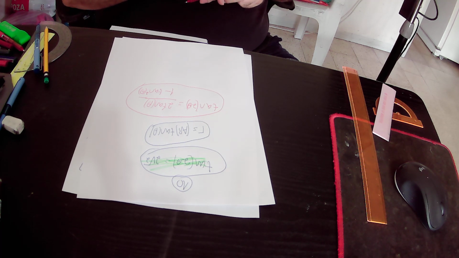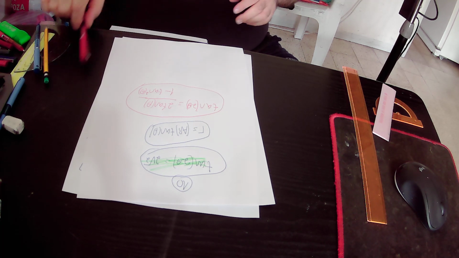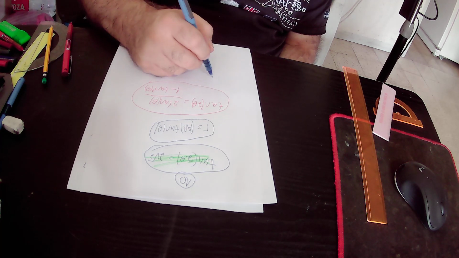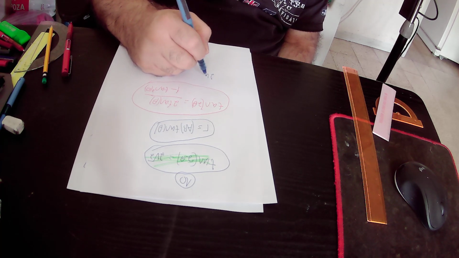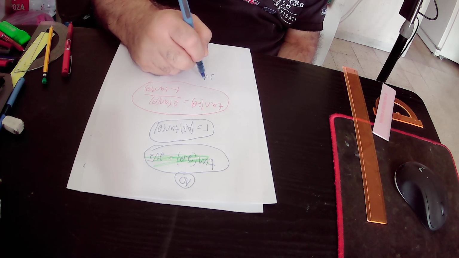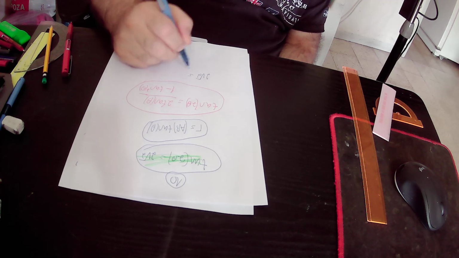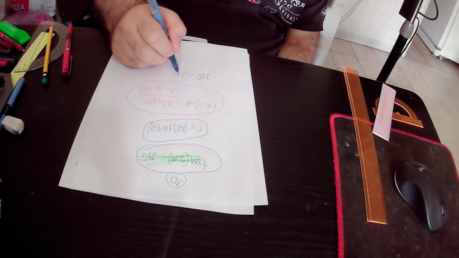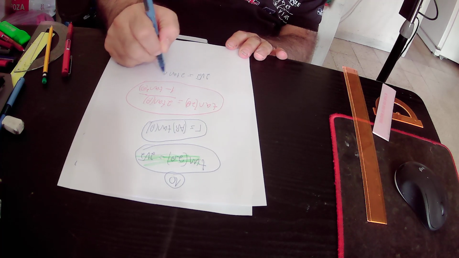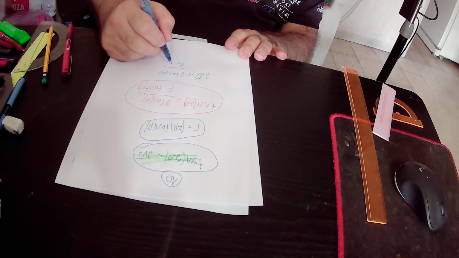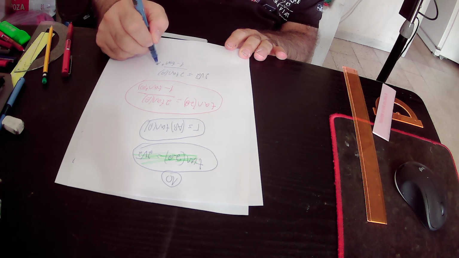Okay, so we write that tangent 2 theta is 2 times root 2. Here we have equals 2 tangent theta over 1 minus tangent square theta.